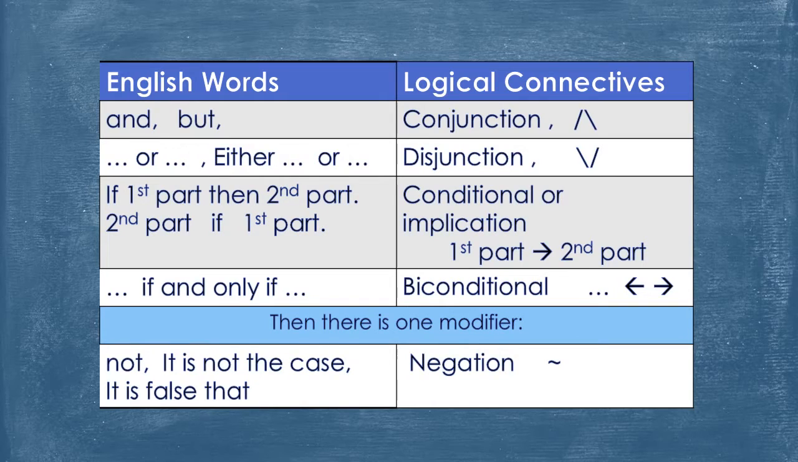The last type of connective is biconditional, and it's associated with the words if and only if. That's used many times when we want to show the equivalence between two different words or sentences.